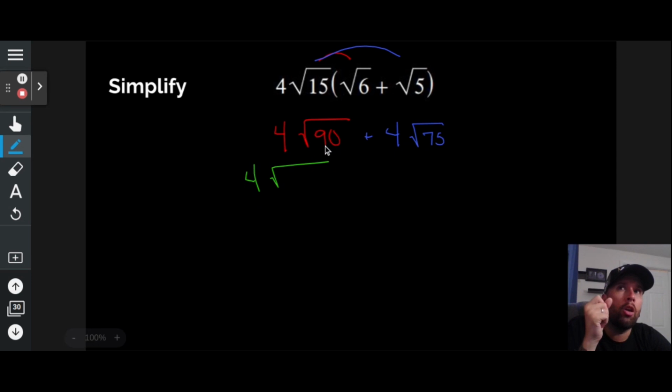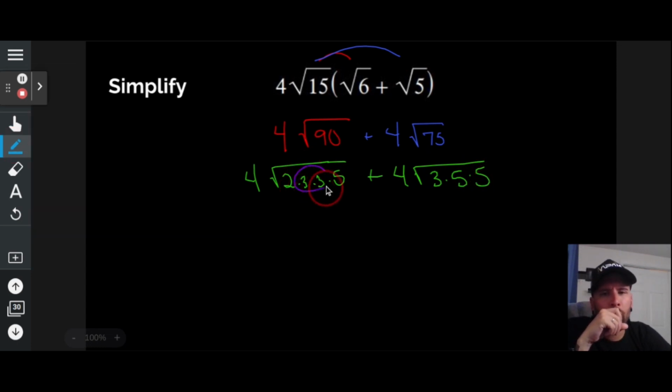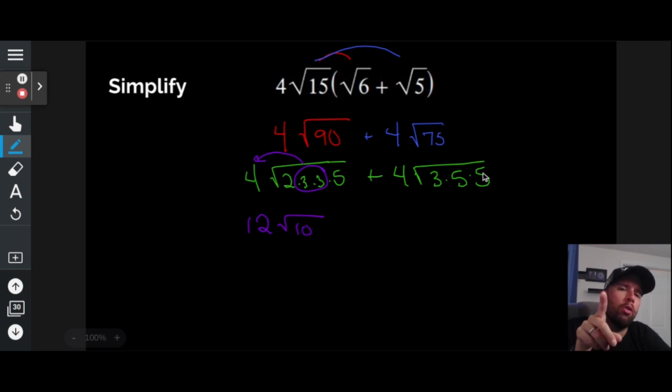Okay, 90 is going to be 3 times 3 times 2 times 5. So 2 times 3 times 3 times 5 plus 4. 75 is 3 times 5 times 5 because it's 3 times 25. This is square root, so circle a pair of 3s and bring it out. 4 times 3 is 12. What's left over? 2 times 5, which is 10. This is square root, so circle a group of 5s. 4 times 5 is 20. Circle a root 3. Can I combine these? No. Am I done? Yes.